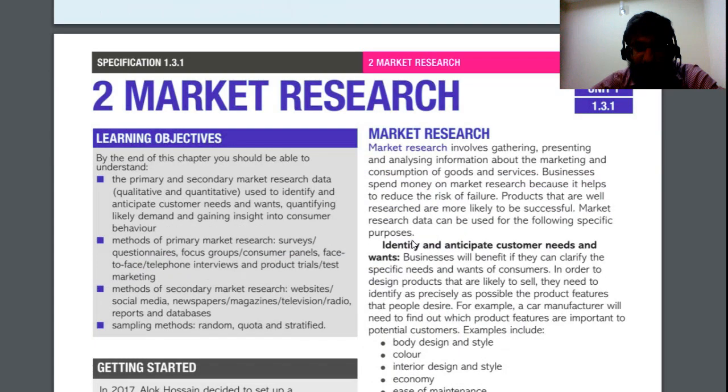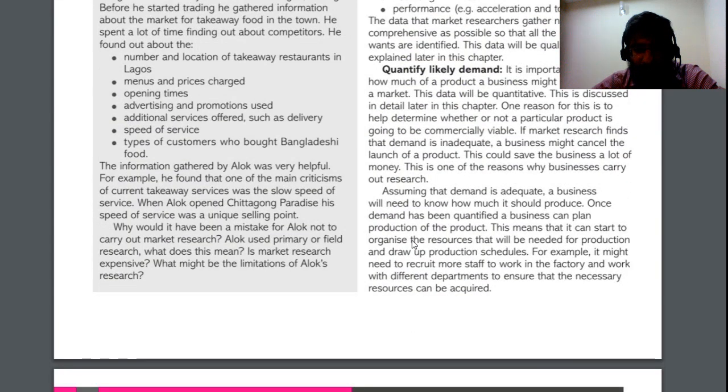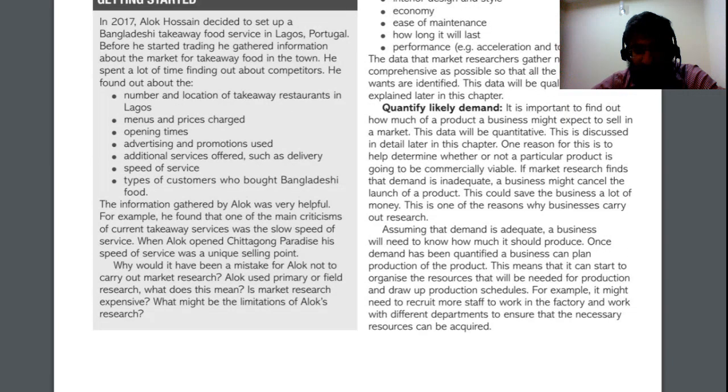First of all, what is market research and why would a business carry out market research? We studied the dynamic market last class. Because the market keeps changing, you need to do as much research as possible to know what the consumers want and what you can do to provide for that.